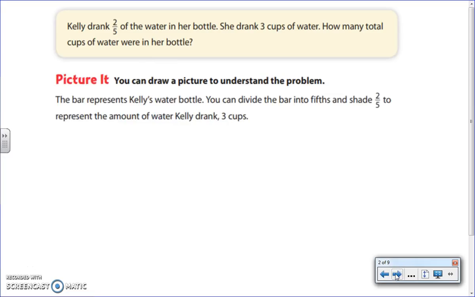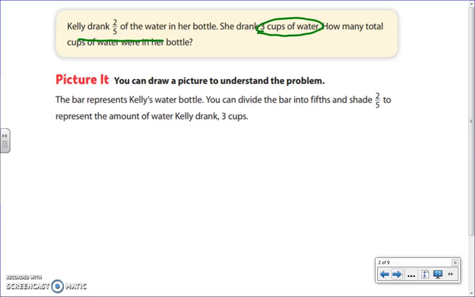It says that Kelly drank 2/5 of the water in her bottle. She drank 3 cups of water. How many total cups of water were in her bottle? And so when we think about this problem, there's a few things I want to think about. She drank 2/5 of the water, and that was a total of 3 cups. We need to know how much was in the bottle to start with.